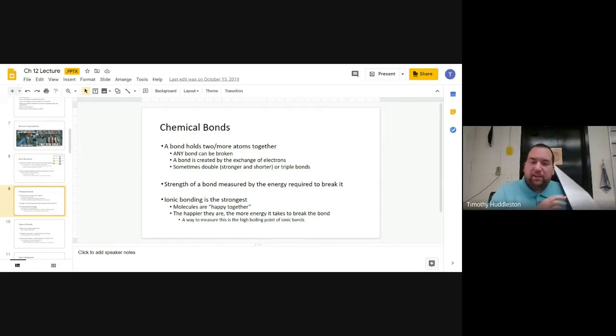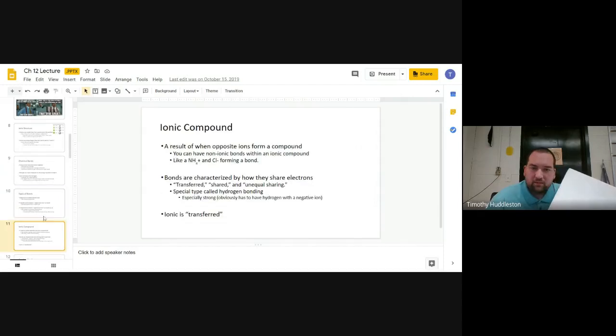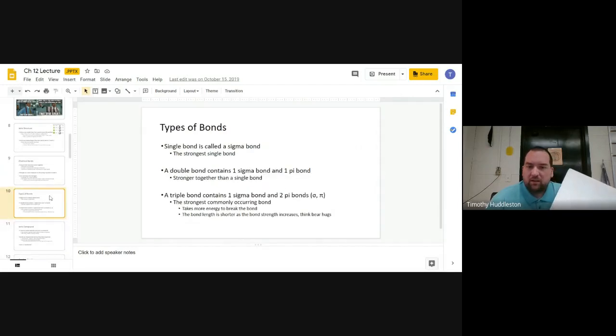Anyways, the happier they are, the more energy it takes to break the bond. So, just going in order, the bond strength goes ionic bonding. Then there's a special type of bonding that we talk about called hydrogen bonding. Now, when we talk about hydrogen bonding, I'll skip ahead a little bit.